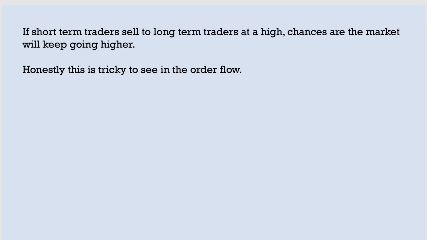So if short-term traders sell to long-term traders at a high, chances are the market will keep going higher. But honestly, this is very tricky to see in the order flow. And basically what you have is weak traders selling to weak hand traders selling to strong hand traders. That's what that translates into. What do you think is going to win, the weak hand or the strong hand? Well, the strong hand is going to win 9 times out of 10.